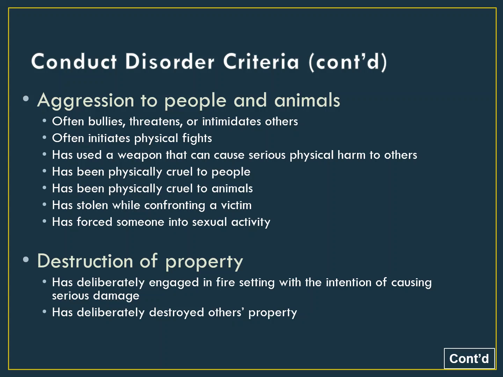The next category of symptoms is destruction of property and includes 2 possible symptoms. The first is that the child has deliberately set fire to something with the intention of causing serious damage. This is fundamentally different from someone who accidentally sets a fire and causes damage, and from someone who could be diagnosed with pyromania. We'll discuss pyromania later in this lecture set, but it includes fire setting because the person is fascinated with fire and can't resist the impulse to set a fire.